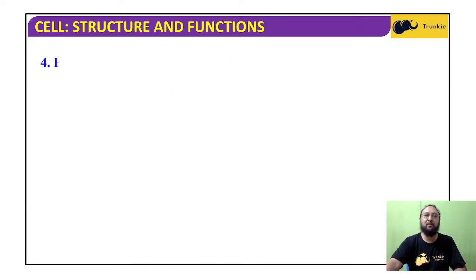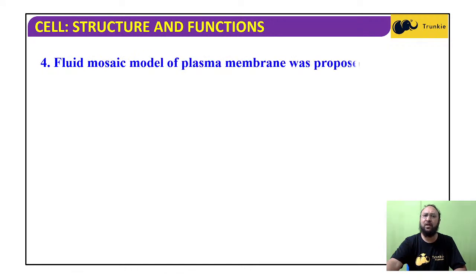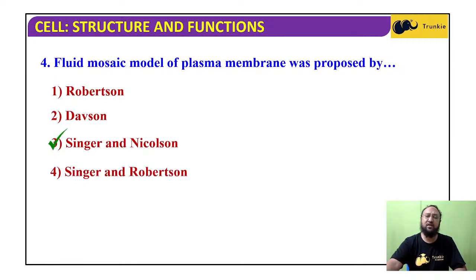So the fluid mosaic model of the plasma membrane was proposed by Robertson, Davson, Singer and Nicholson, and Singer and Nicholson is the correct answer. Okay, so this is important.